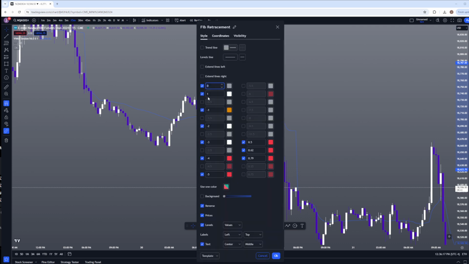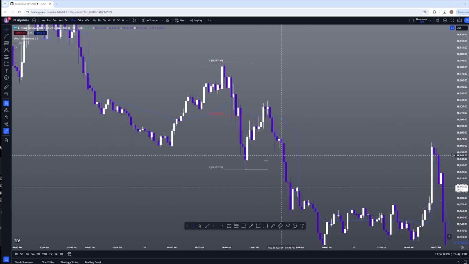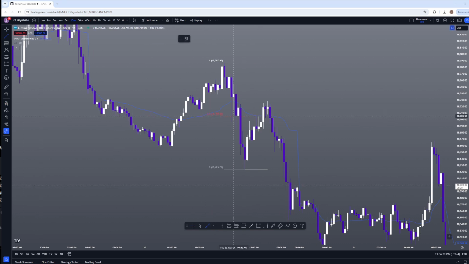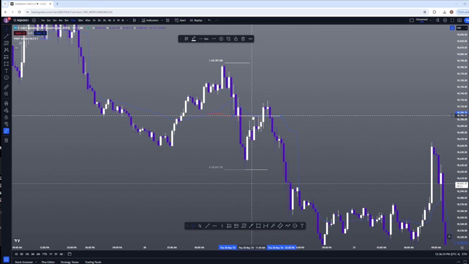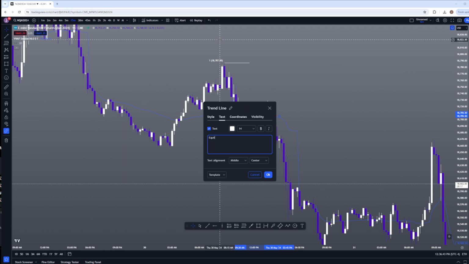I'm going to change the settings. I'm just going to keep the 0.5 on here. Okay, we're just going to look at the 0.5. All right, so there's that 0.5 right here. Okay, so that's our 0.5 level. Make that red. That's our equilibrium of this 15-minute range.